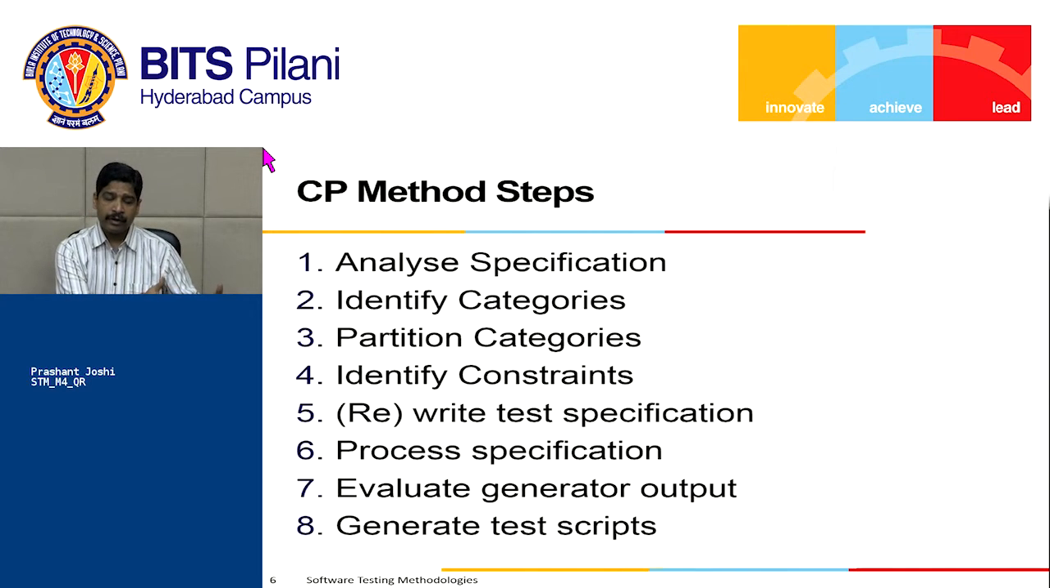Thus, we have input. We analyze it. We look at what the categorizations are. We look at valid and invalid subdomains. We look at how the entire input can be partitioned. We look at constraints and then move on to our next steps, 5 through 8, which have to do with generation of test cases. Most of the steps lead to a very good outcome from a high quality testing perspective.